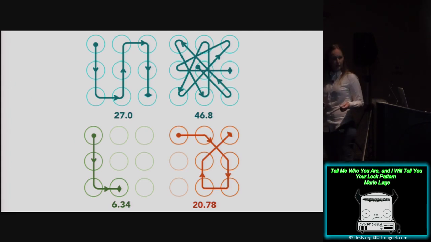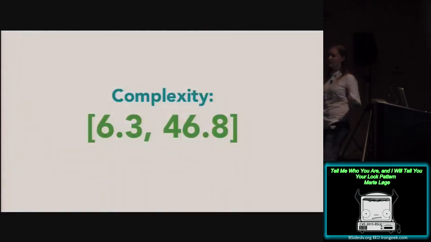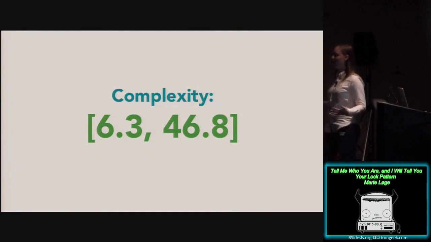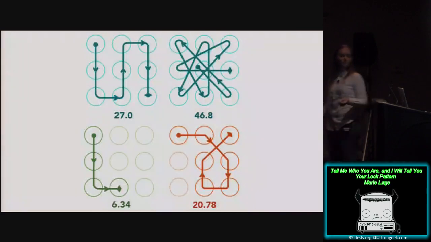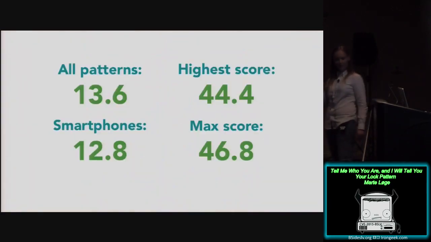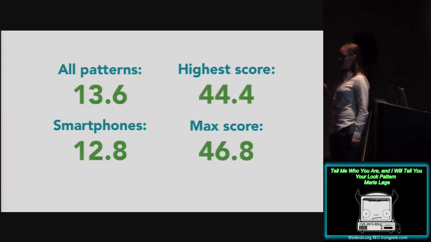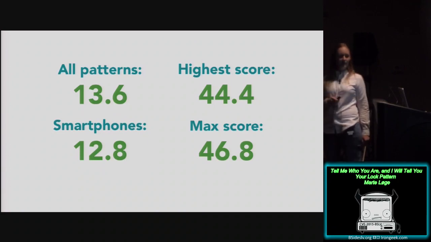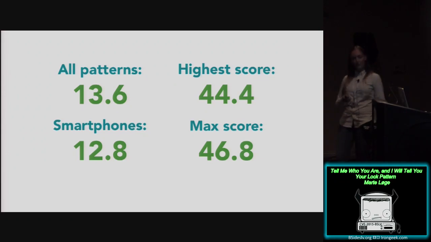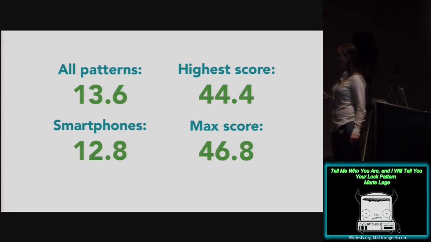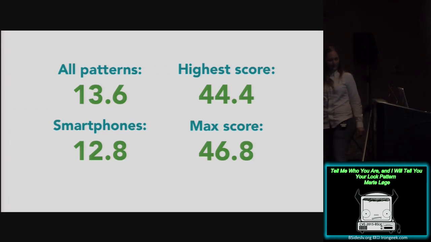So the mathematical formula is just giving a score, just to give a hint of how visually complex the patterns are. It's about 6 to 46, a score to give an indication. A fun thing about the patterns is that, on average, all the 3,400 patterns created only reach an average score of 13.6, meaning that the patterns created don't have much visual complexity.